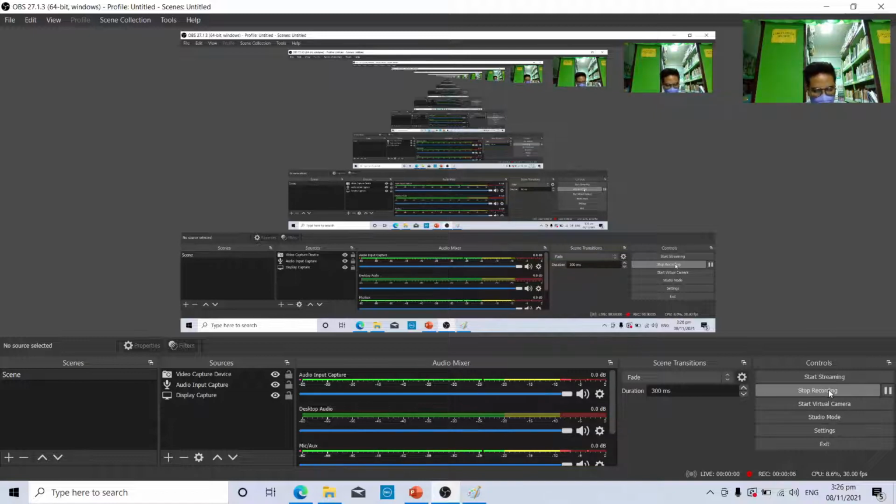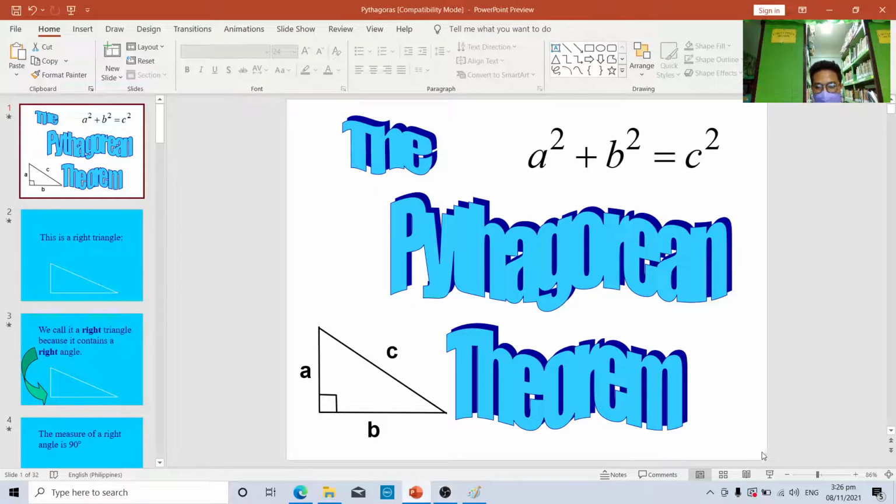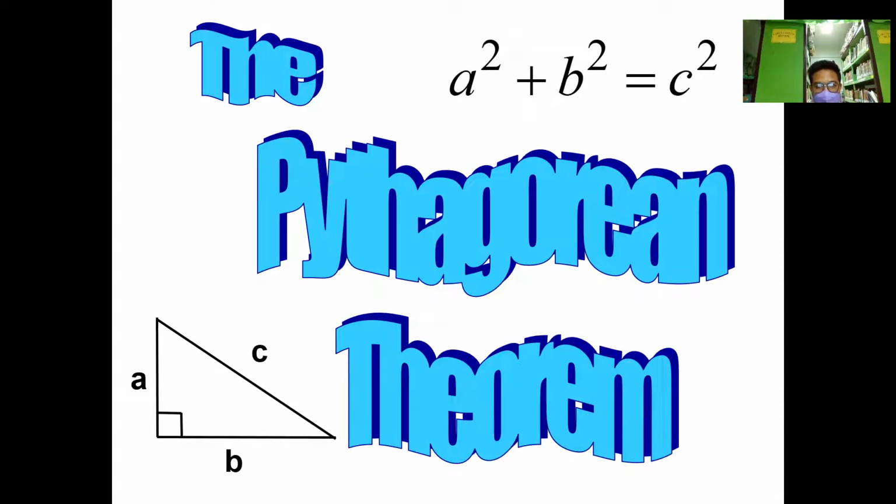Our topic for today is all about the Pythagorean Theorem. As you can see in our presentation, we have the formula of the Pythagorean Theorem. And we also see a right triangle.